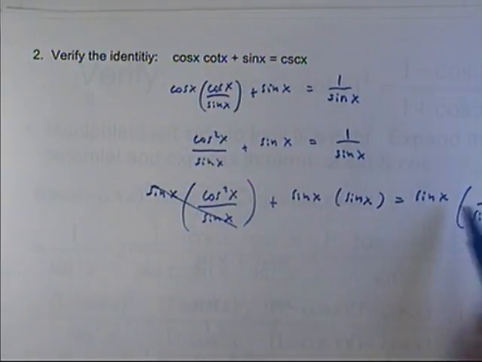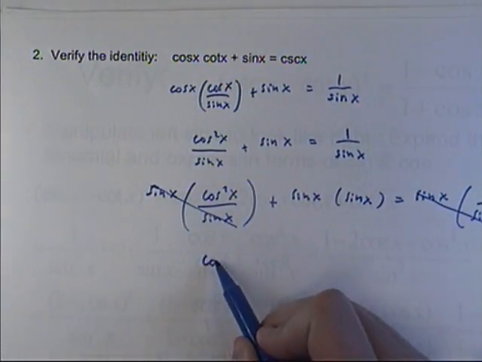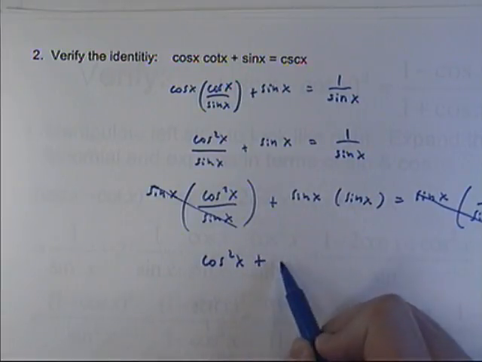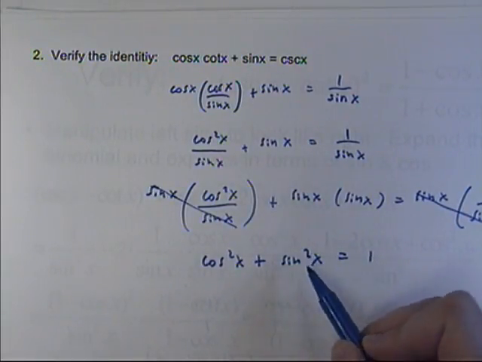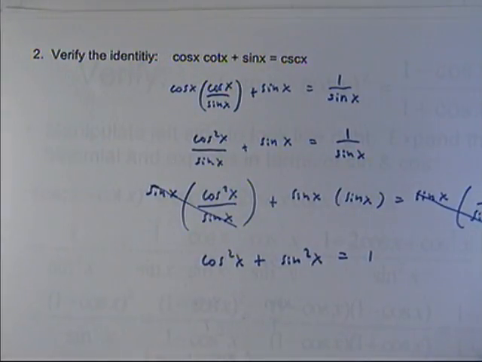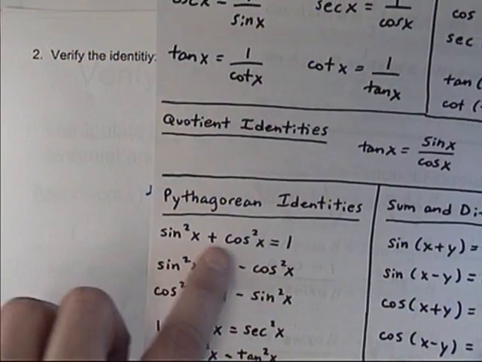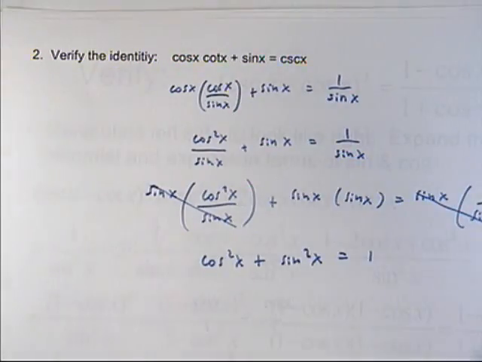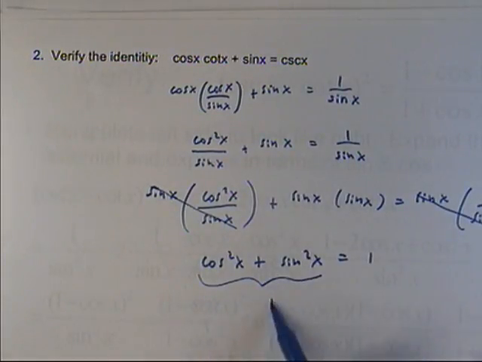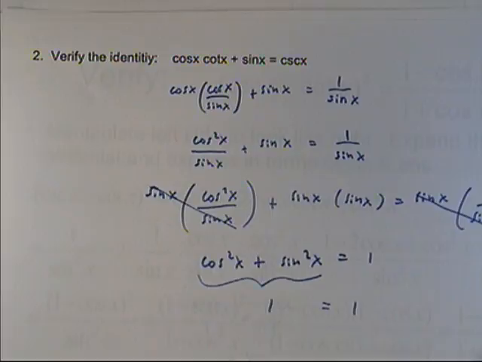Now, here they'll cancel, and here they'll cancel, and I end up with cosine squared x plus sine squared x equals 1. Now, this is true. I know in the Pythagorean identities that sine squared x plus cosine squared x equals 1. So on this, I'm just going to say this side is just the number 1. So if 1 equals 1, then yes, I have just verified that identity.